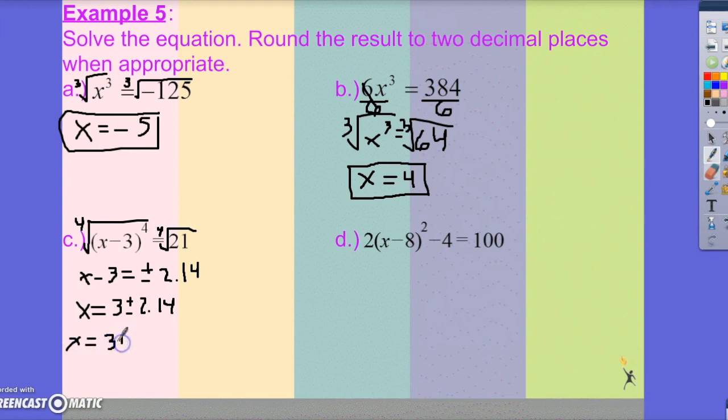3 plus 2.14 and 3 minus 2.14. So we actually have to evaluate them. First one, 3 plus 2.14 is 5.14. And 3 minus 2.14 is 0.86.